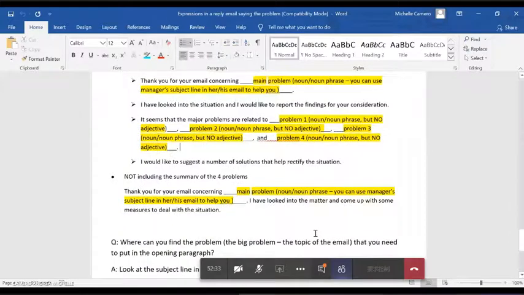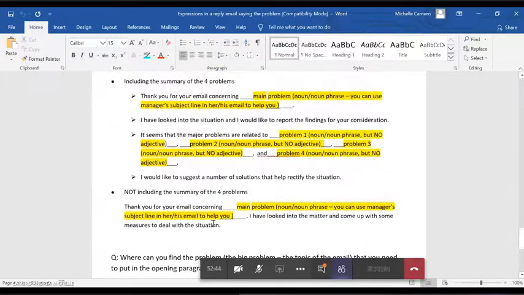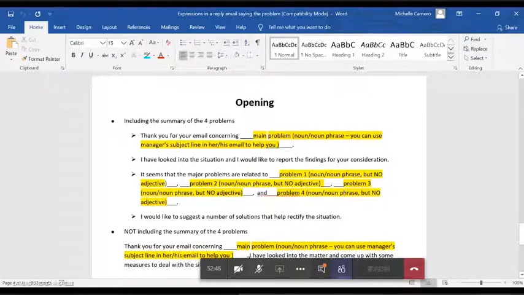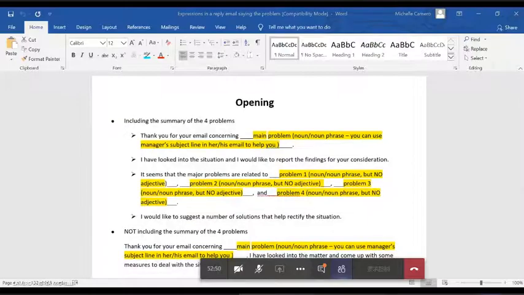And then we talked briefly about the closing paragraph, which is pretty easy. You've got the sentences, and then you just write regards and the person's name, which is supposed to be your name. So the reason why I'm going over this is, one is a review, and then also we've got this information about how to write the opening paragraph.